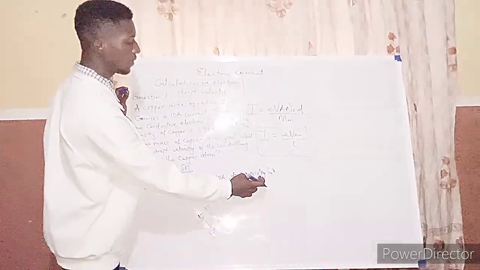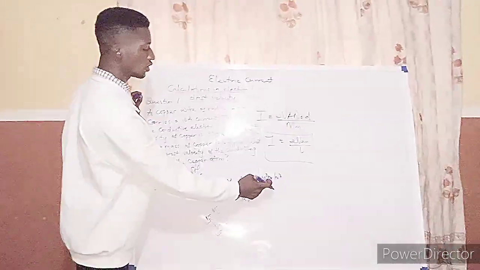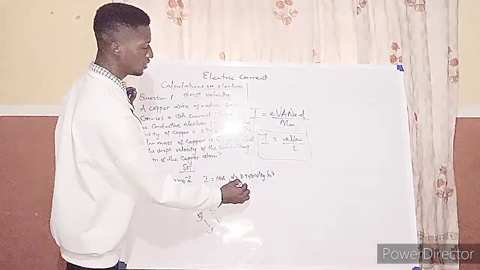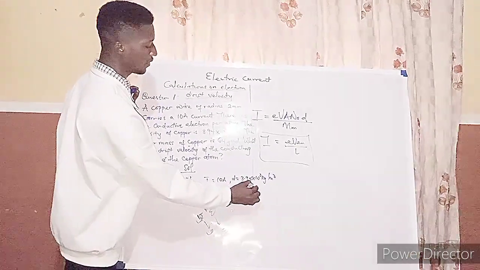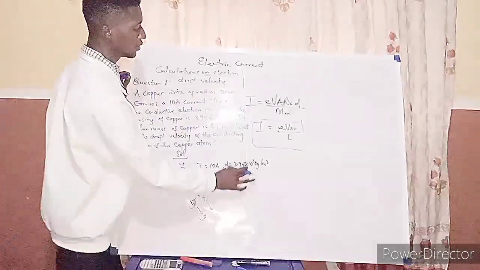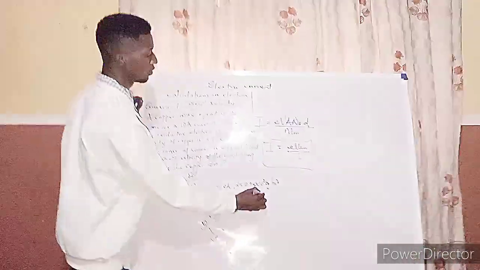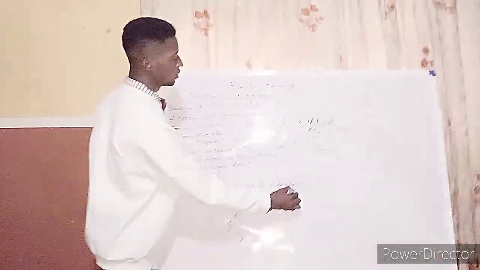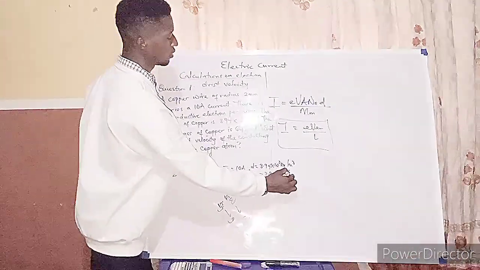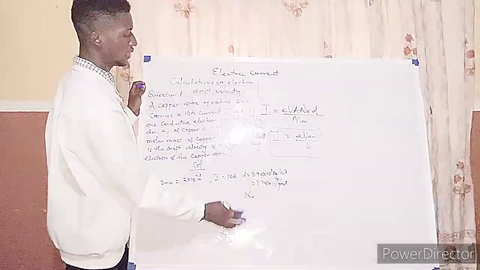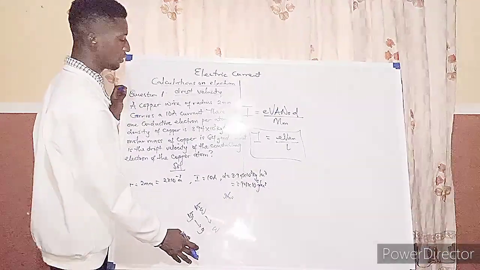So it means that you multiply this by 1000. When you multiply by 1000, what is it going to give you? Your D will become 3.94 times 10 raised to the power 6 gram per meter cube. So we have just converted to gram per meter cube.